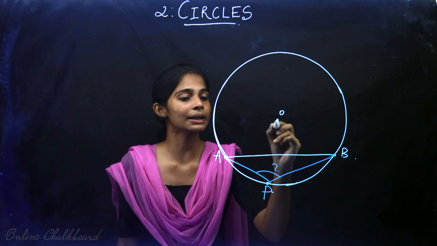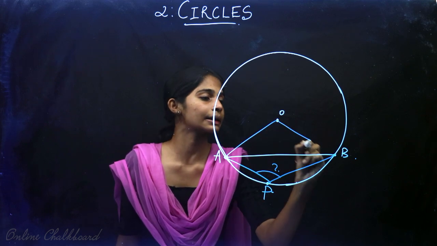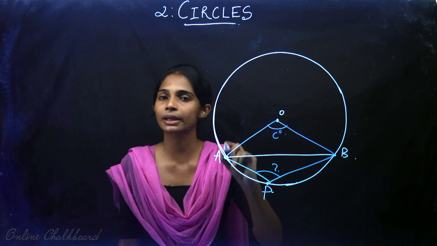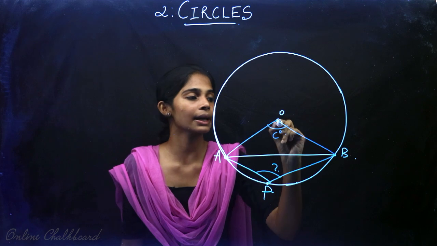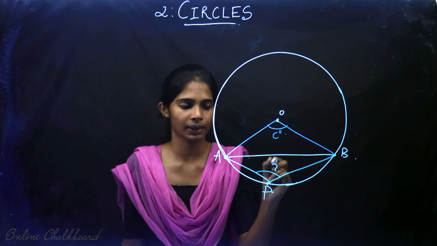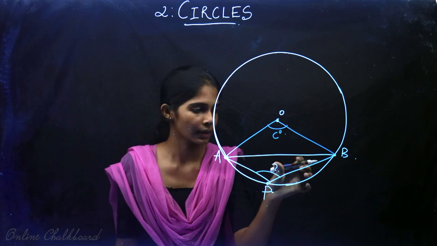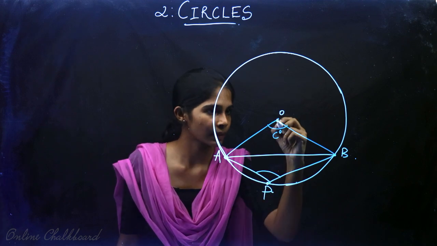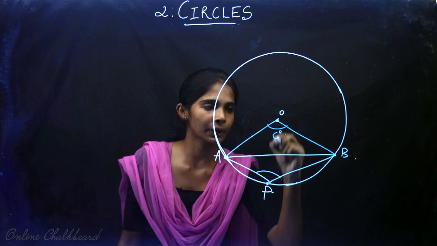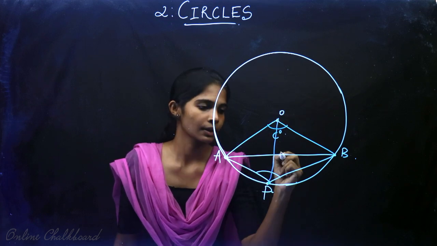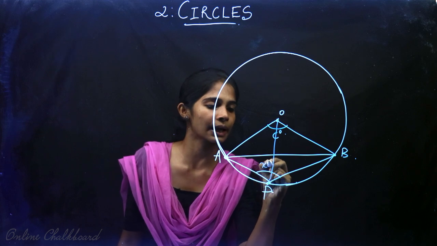Alright. Now, we are going to see the angle at the center. So, let angle AOB be equal to C degrees. Let APB be the angle. Now, what are we going to do? We are going to join the center O to P with a straight line.